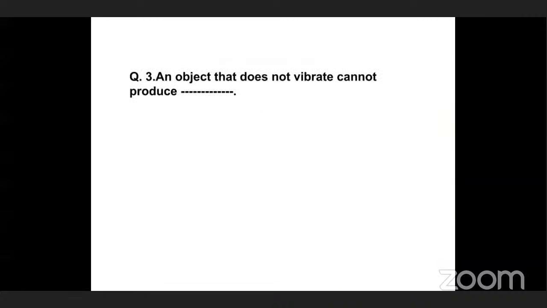Next question. An object that does not vibrate cannot produce what? Any answer? We have seen that vibrations produce sound. An object which vibrates produces sound, and the object which will not vibrate will not produce sound. Very good. Excellent. Now, the answer is sound.